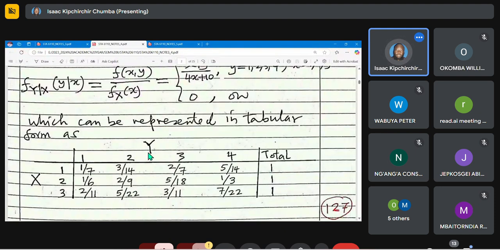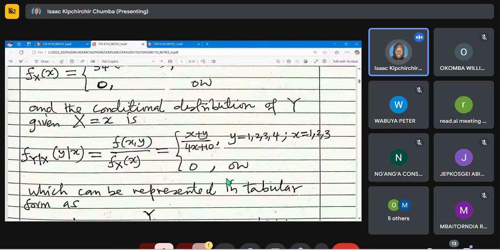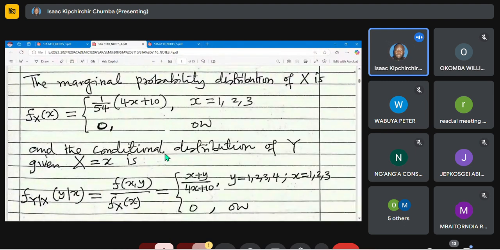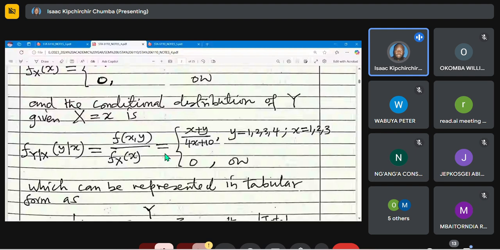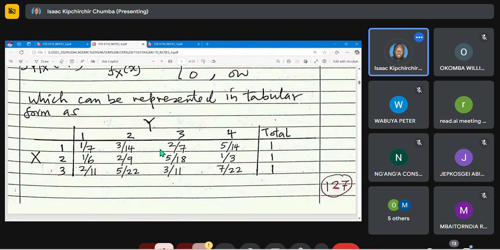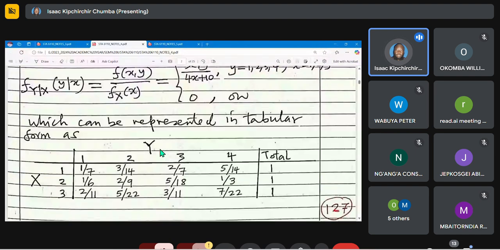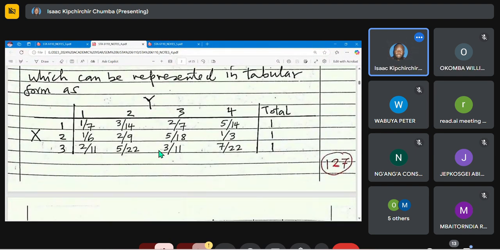Similarly, for y given 2, you'll get this row, you sum them, you get 1. For y given 3, you get this row, you sum them, you get 1. That's why we are calling it conditional distribution, or basically it is actually probability. So we have 3 probability distributions here, one for each given value, conditional.